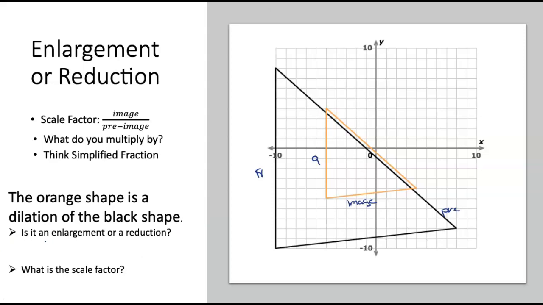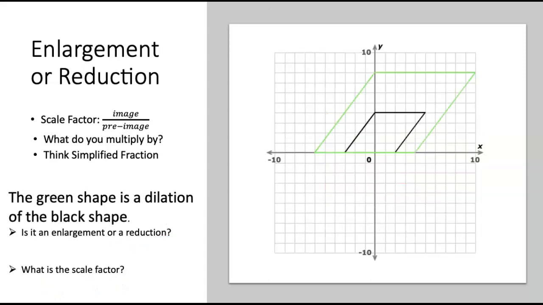Was that an enlargement or a reduction? Yeah, that orange is definitely smaller, so that's a reduction. We're going to go image over pre-image. So my image is 9. My pre-image is 18. This will simplify. 9 and 18 will both divide by 9. 9 divided by 9 is 1. 18 divided by 9 is 2. Therefore, this orange shape has a scale factor of 1/2. If I multiplied all of my sides, I would find that each corresponding side is half of the original.